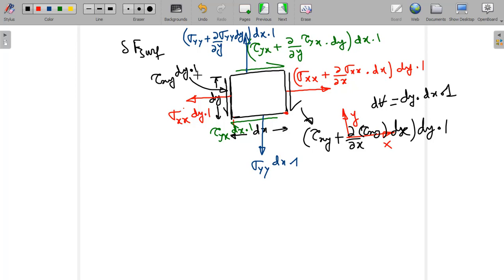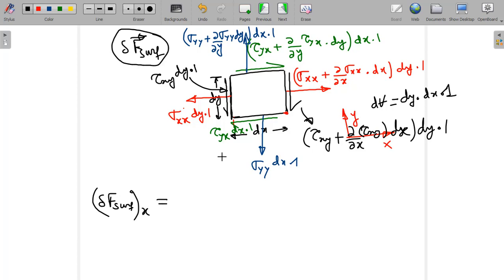Basically, multiplied by area, these are the surface forces which are acting on the element. Now let us first see what are the surface forces that are acting along the x direction. So delta F surface, let us consider its x component. This quantity we have to find out.